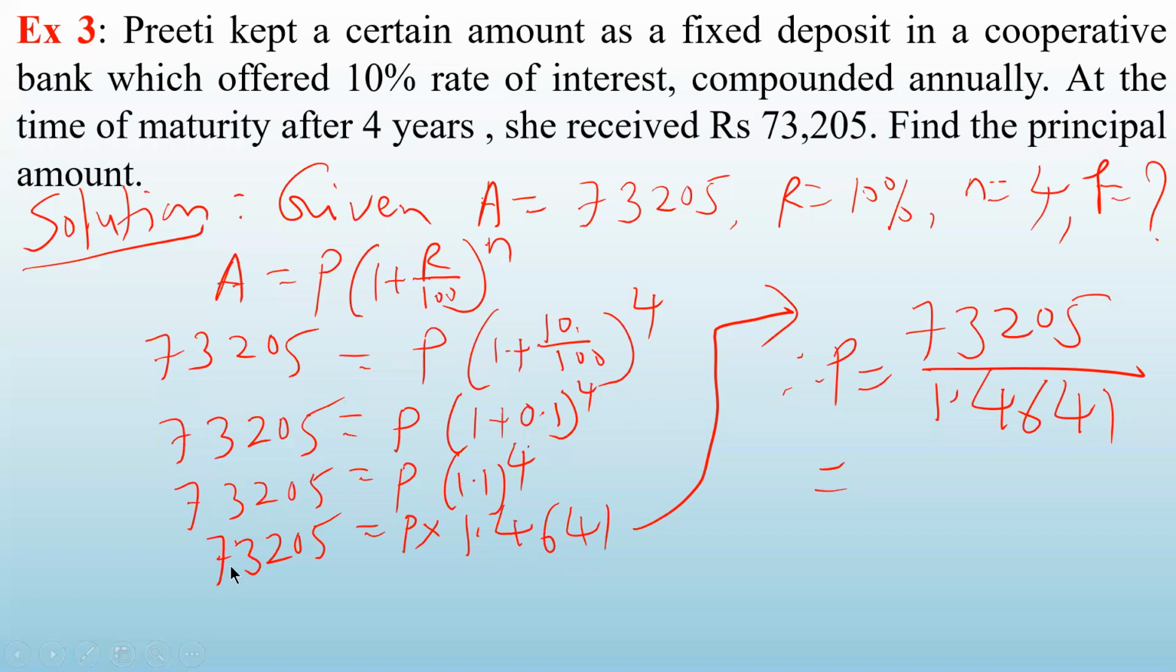This number, you shift to that side, so it will divide. So 73,205 divided by 1.4641 gives you 50,000. That means initially she kept how much in the bank? 50,000 she kept as an amount in the bank. So in this problem, you were given A and we have calculated the value of the principal amount.